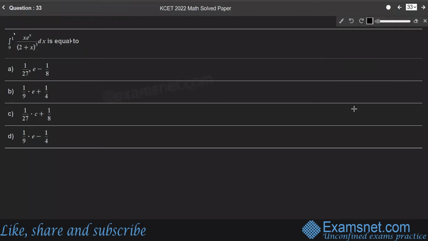Question 33. Integral 0 to 1 x e raised to x divided by (2 plus x) the whole cube dx is equal to. We'll write integral 0 to 1. We'll write numerator x as x plus 2 minus 2, because in the denominator we have x plus 2, or 2 plus x, the whole cube. Right? So numerator is x plus 2 minus 2. There will not be any change in the value of the given integral. So (2 plus x) the whole cube, e raised to x dx, integral 0 to 1.